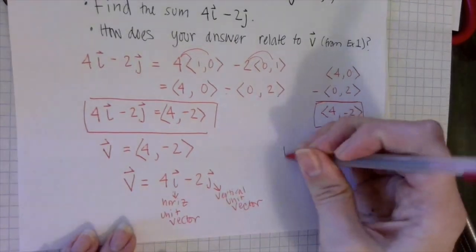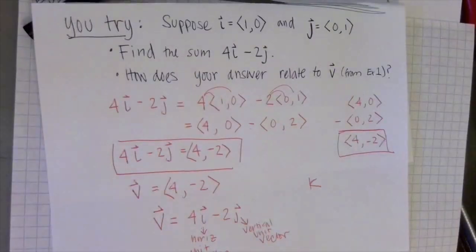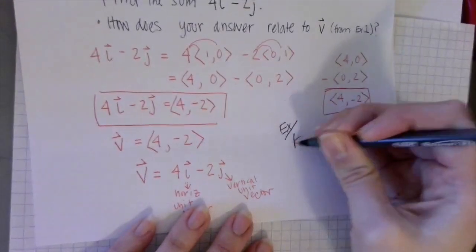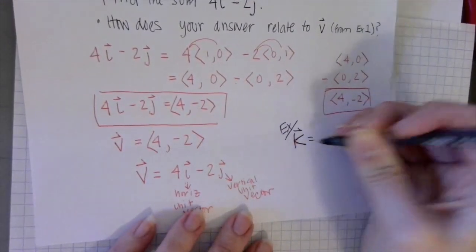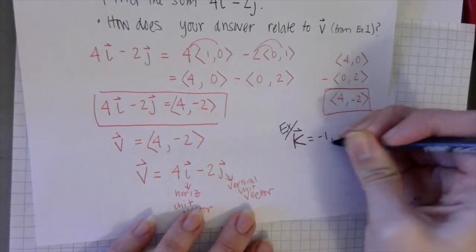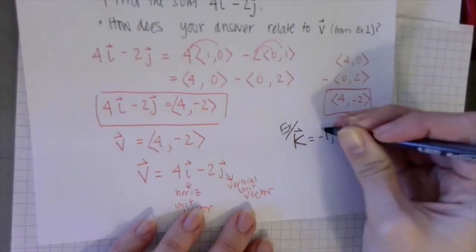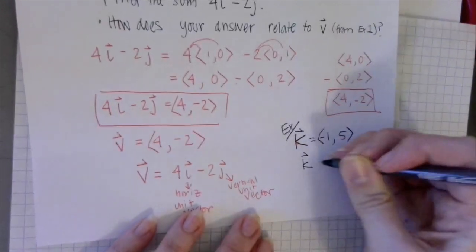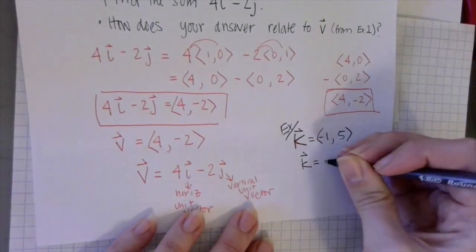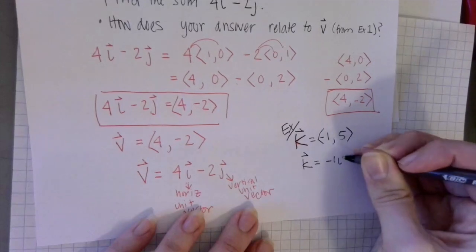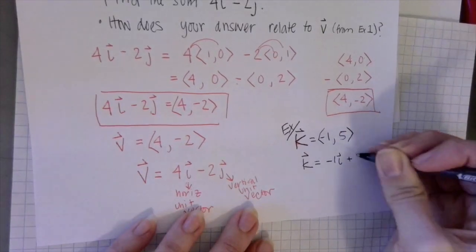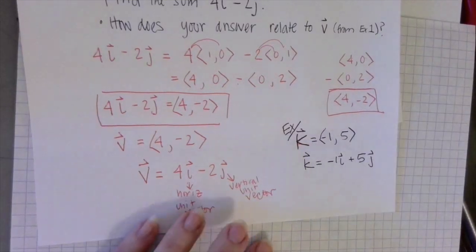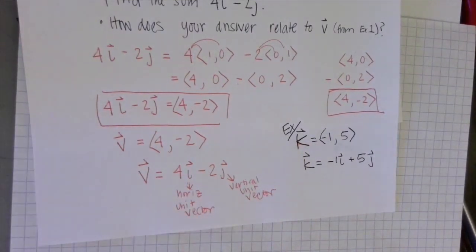So for example, we knew that vector k was negative 1 comma 5. I can also write vector k in ij form as negative 1i plus 5j. And y'all should try drawing those.